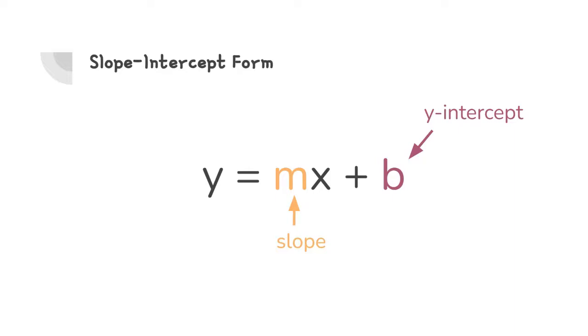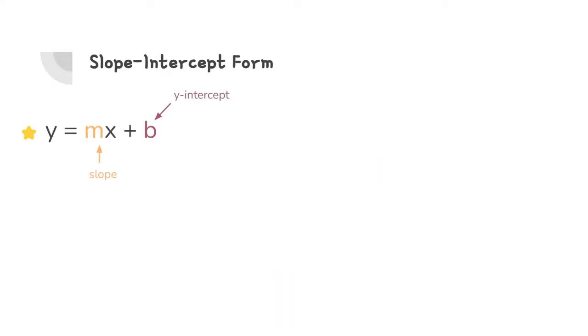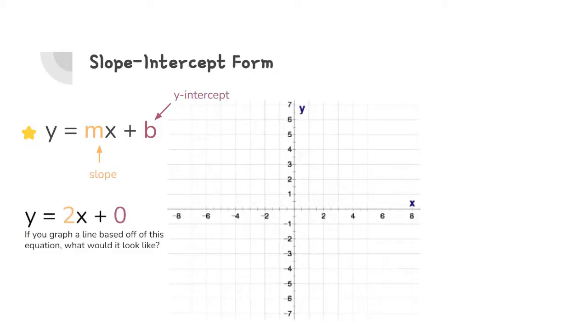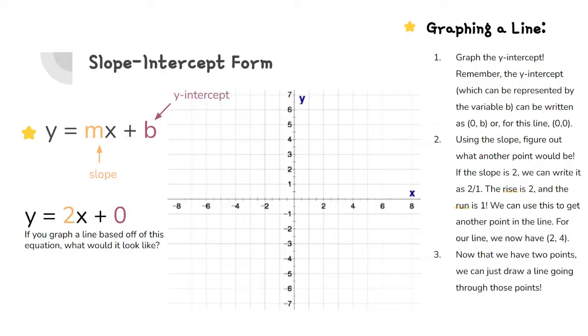Slope-intercept form. This is written as y equals mx plus b. Now if you were to graph this out, m would be the slope of the line and b would be the y-intercept, or where the line crosses the y-axis. If you were to graph a line based off of y equals 2x plus 0, what would it look like? First, for graphing a line, we have to graph the y-intercept. Remember the y-intercept, which is represented by the variable b in this case, can be written as (0, b), or for this line, (0, 0).